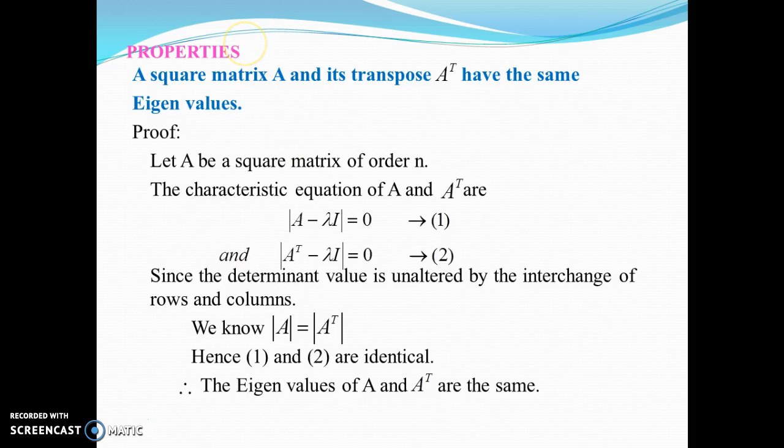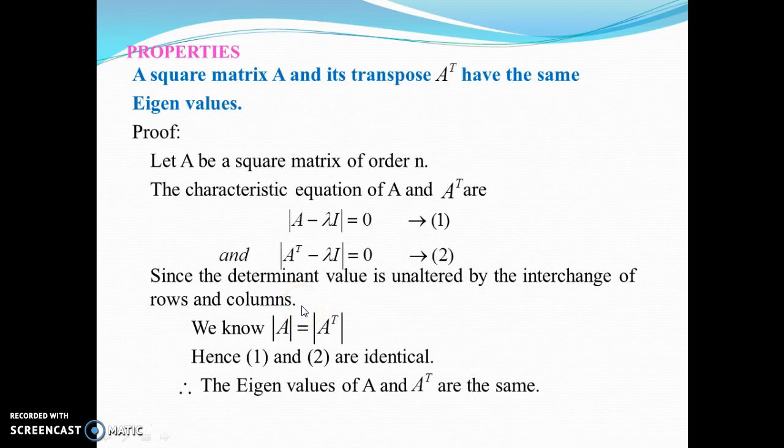Now we see the properties of matrices. First property: a square matrix A and its transpose A transpose have the same eigenvalues. Proof. Consider A to be a square matrix of order n. The characteristic equation is mod A minus lambda I equal to 0. Let us consider this as equation number 1. The same for A transpose is considered as equation 2.